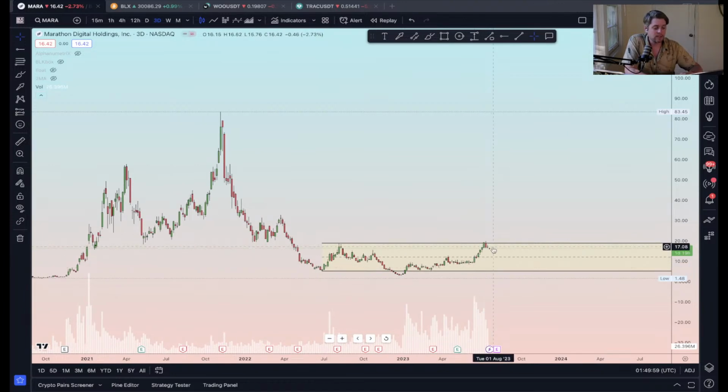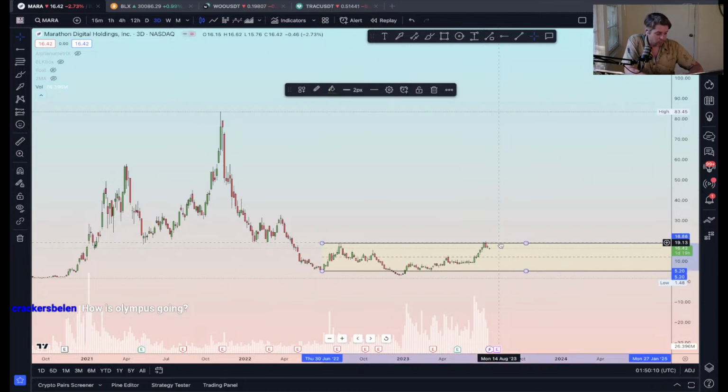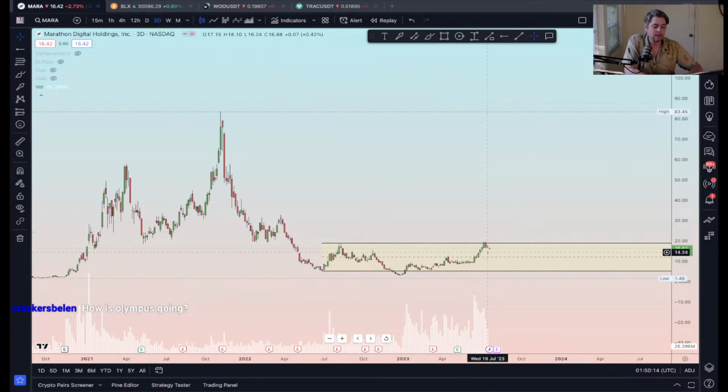Still trapped inside of this trading range. We're up at the top of the range, so the assumption is at least a retest of the mean. Maybe we can break out of this, but until we can break above 1888, it's likely going to be a rejection point from here.